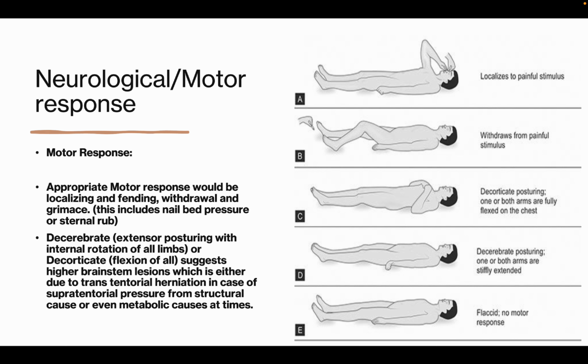So this might be important to know because of either transtentorial herniation in case of a supratentorial pressure from structural causes or even from metabolic causes at times. So don't think that it's always a stroke or a structural lesion that will cause these kinds of posturing abnormalities. Even metabolic causes might do that, right?